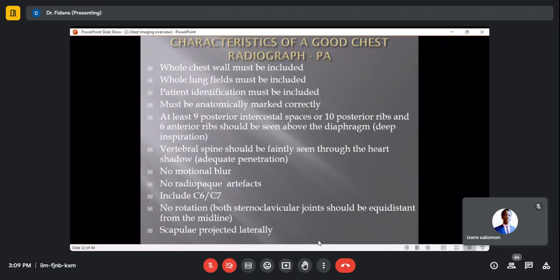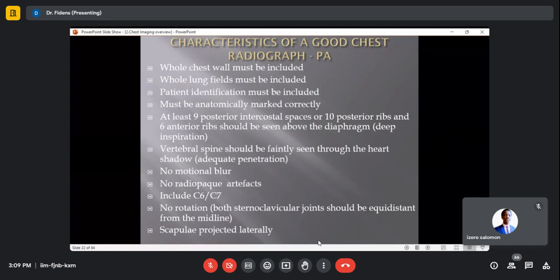Number 9, C6 and C7 should be included. That is a sign that you have included the apex, the lung apices. C6, C7 level should be within the film. Normally, we say that the soft tissue of the neck should be within the film. Soft tissue of the neck.